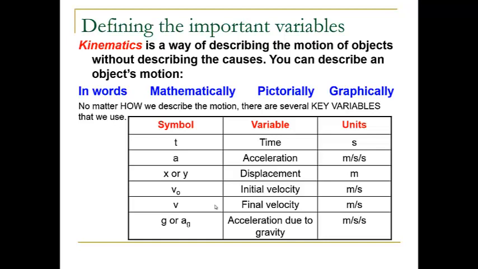Velocity, even though it's final velocity, is still measured in meters per second, and your acceleration is in meters per second squared. You'll sometimes see acceleration represented by the letter G, talking about gravity. So you'll see it as either A or G.